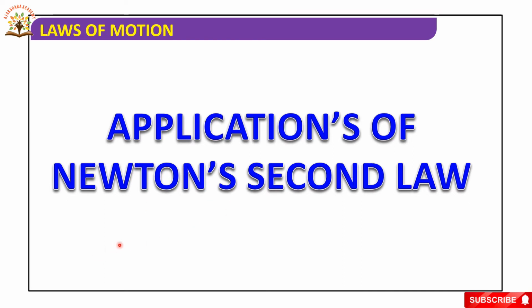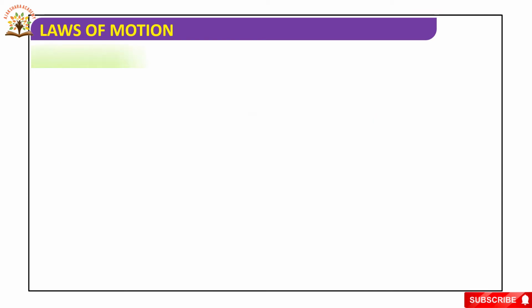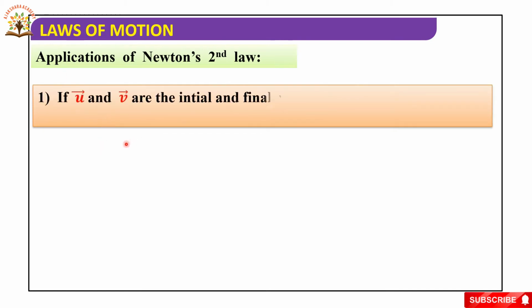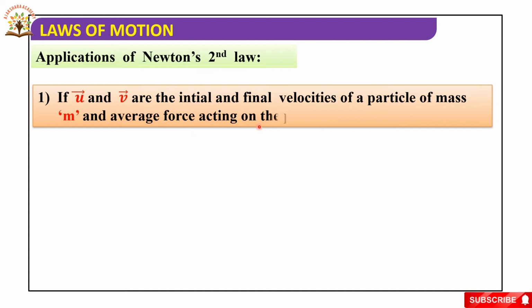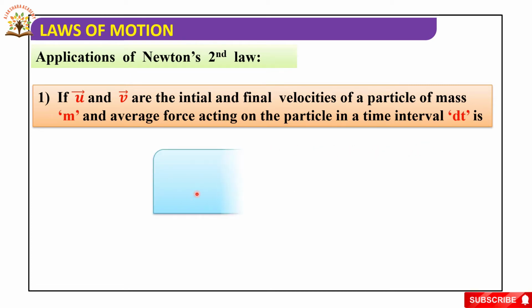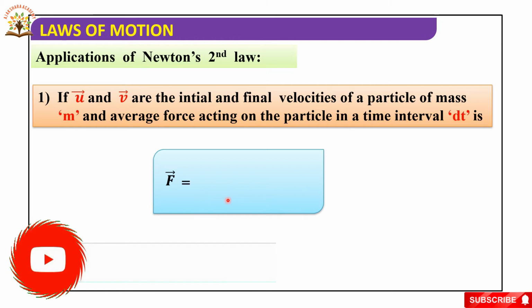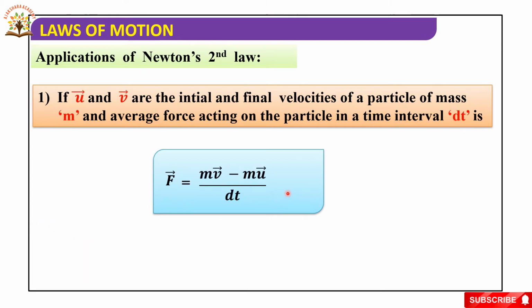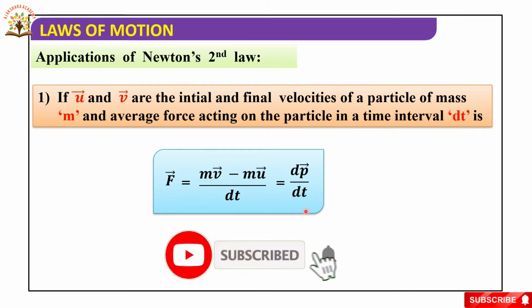Okay, let us go to today's session. Now we will discuss applications of Newton's second law. If u bar and v bar are the initial and final velocities of a particle of mass m, and the average force acting on the particle in a time interval dt is F bar equals (m v bar minus m u bar) by dt. Here u is the initial velocity, v is the final velocity, m is the mass, dt is the time interval, that is equals to dp bar by dt.